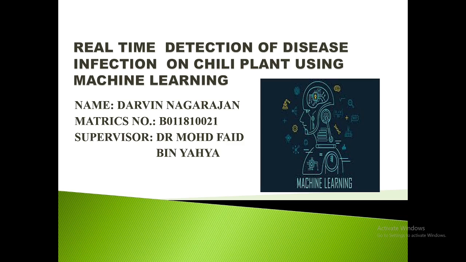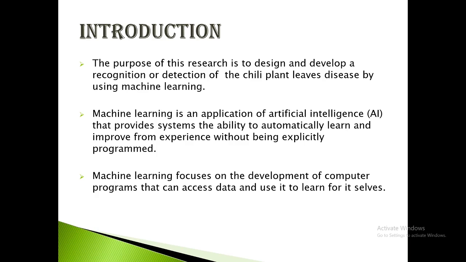So we move to the introduction of the project. The purpose of this research is to design and develop a recognition or detection of the chili plant leaf disease by using machine learning. Machine learning is an application of artificial intelligence (AI) that provides system the ability to automatically learn and improve from experience without being explicitly programmed. Machine learning focuses on the development of computer program that can access data used to learn for itself.